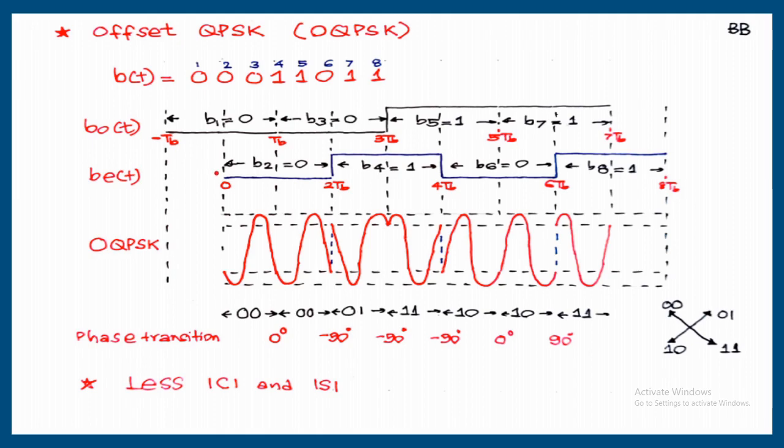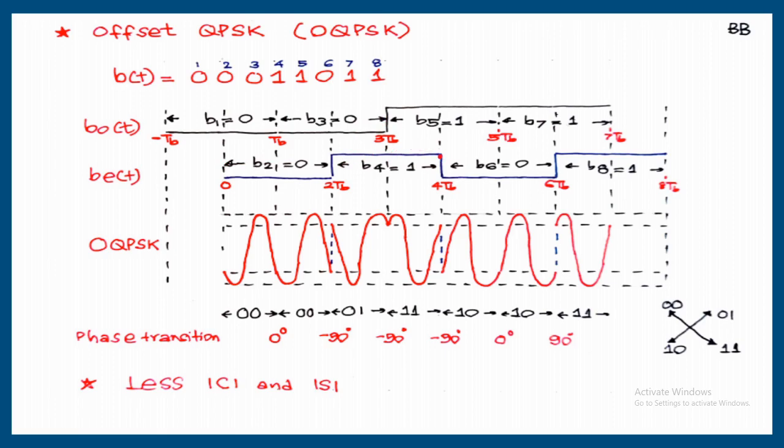For the previous case, offset was 0. Here offset is equal to TB second. Due to this offset, the advantage is odd bit and even bit cannot change simultaneously. You can see the result here. Here odd bit is changing, but at the same time even bit cannot change.